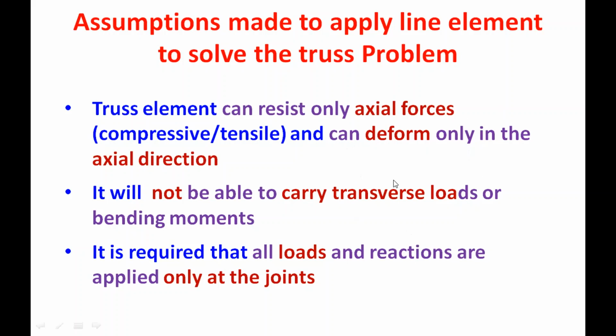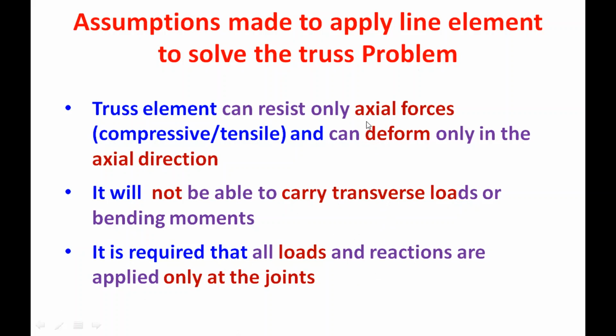So it will not carry any transverse load or bending moment, and all loads and reactions are applied only at the joints. This point is also important, because in a finite element model, we apply all the external load at node points only. So by assuming the loads act only at joints, the joints present in the truss can be considered as nodal points in the finite element model. So these three assumptions are very important to use this line element to solve the truss problem.